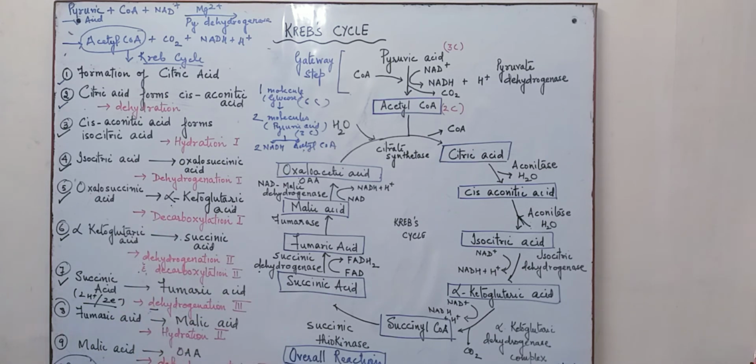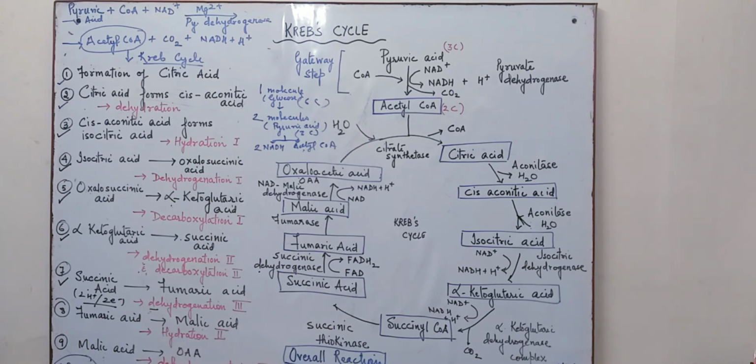The enzyme is succinic dehydrogenase, and the hydrogen ions which are released by the succinic acid are used to reduce FAD. FAD is flavin adenine dinucleotide. Flavin adenine dinucleotide will be further used in electron transport, and its energy will be utilized there.